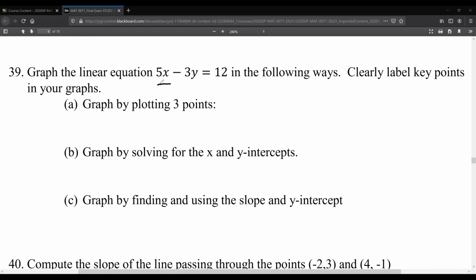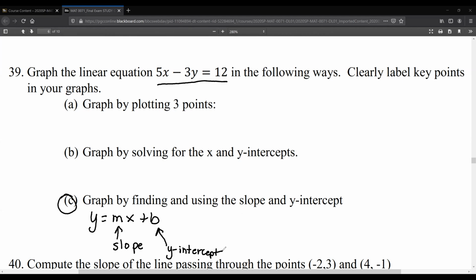We have this linear equation here, 5x minus 3y equals 12, and we're going to graph by using the slope and the y-intercept. If you need the slope and the y-intercept, that means you need to put this equation in y equals mx plus b form. Remember, m right here is the slope, and b right here is the y-intercept. So that's how we're going to go. Let's take this equation and solve it for y.